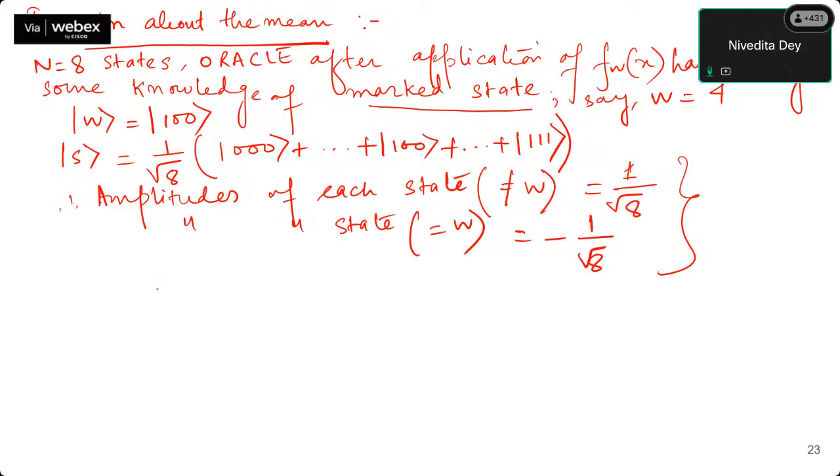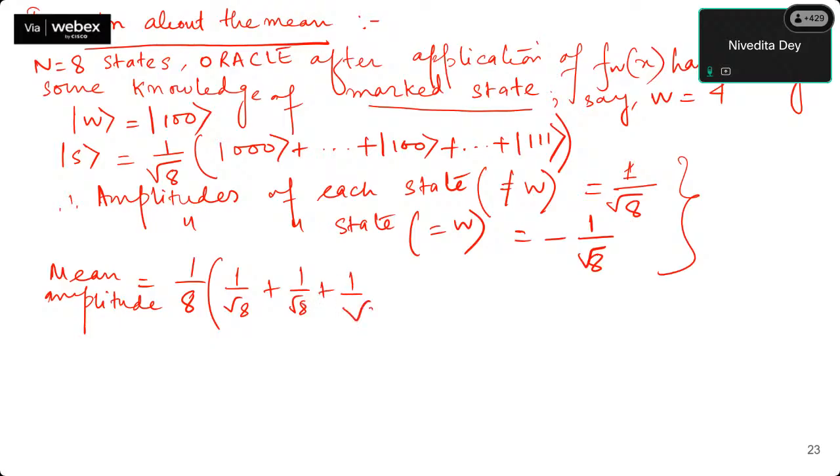Now next part is what we are trying to compute, the US operator, or the reflection operator, in the algebraic or the mathematical form, not the geometric one. For that, we need to calculate the mean amplitude. So the mean amplitude will be what? 1 by 8 into all of these ones. 1 by root 8 plus 1 by root 8. Let me just write it.